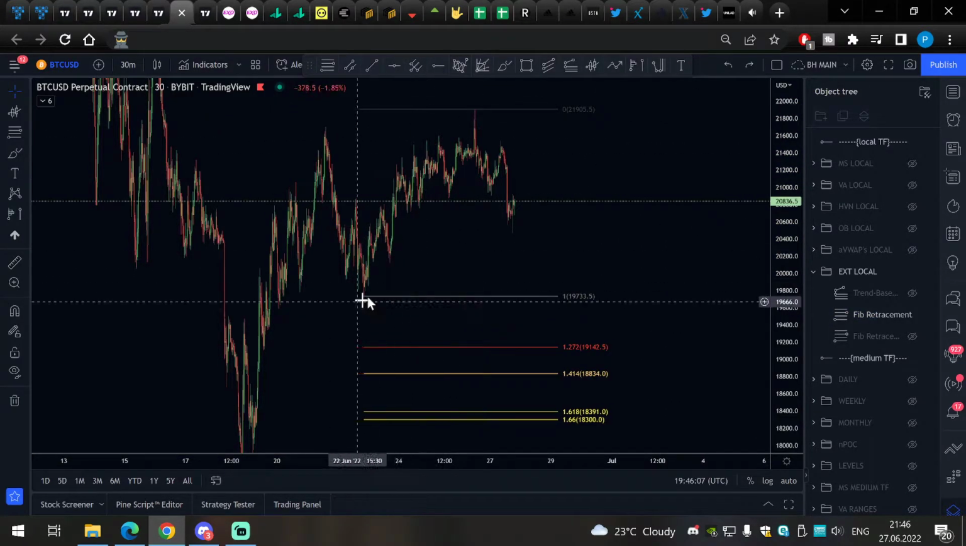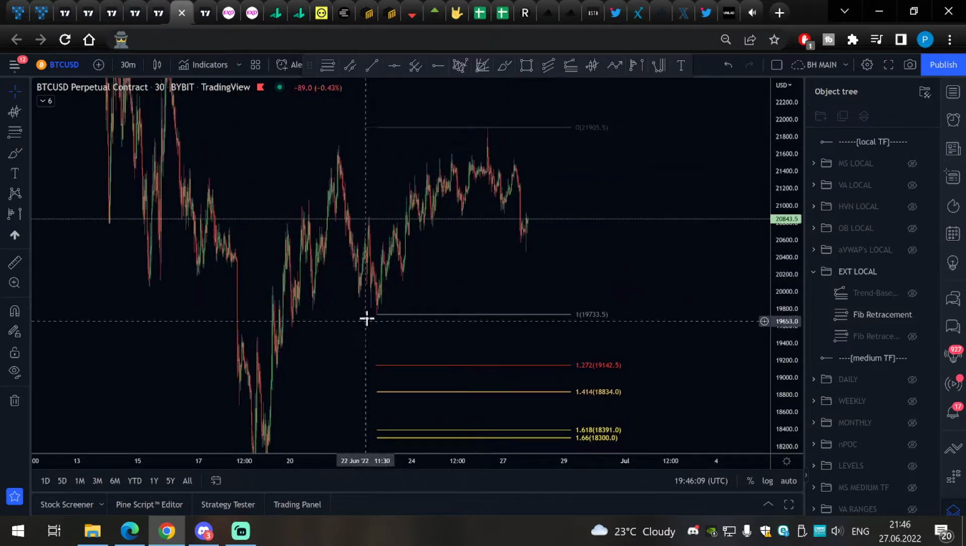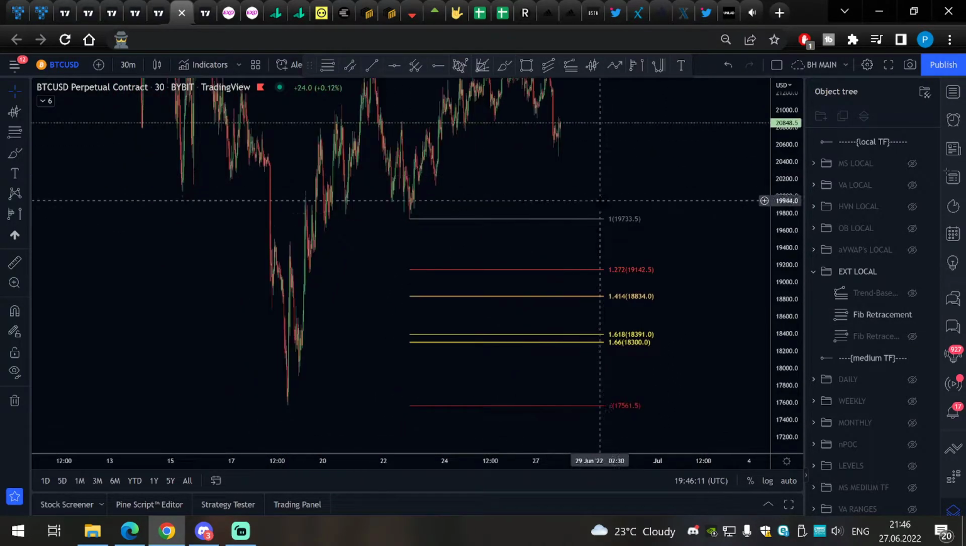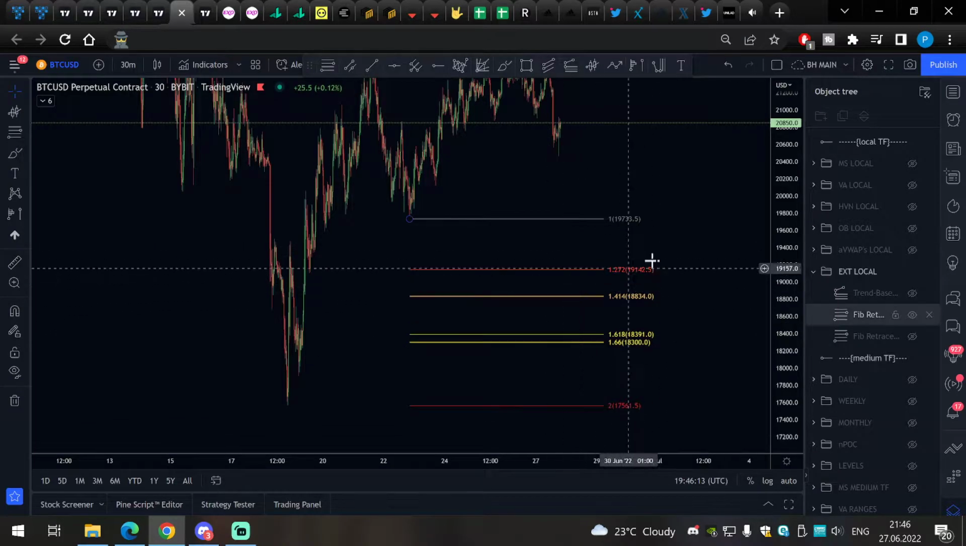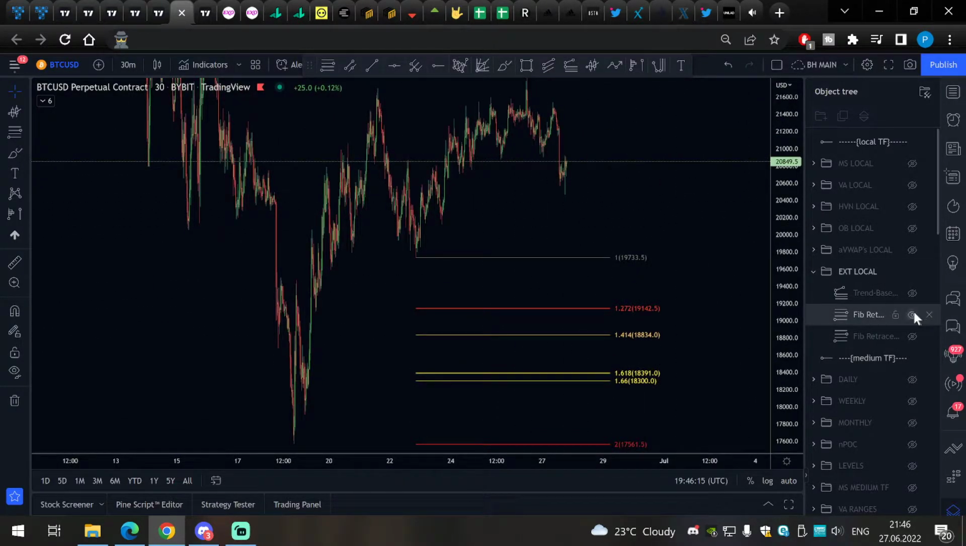This pivotal high and pivotal low is giving us targets. When we break this low, there will be no swing failure pattern. We have targets for the downside from these extensions, very local ones.